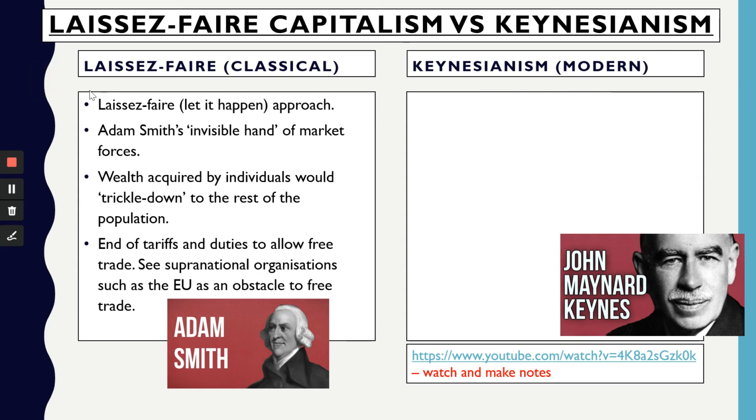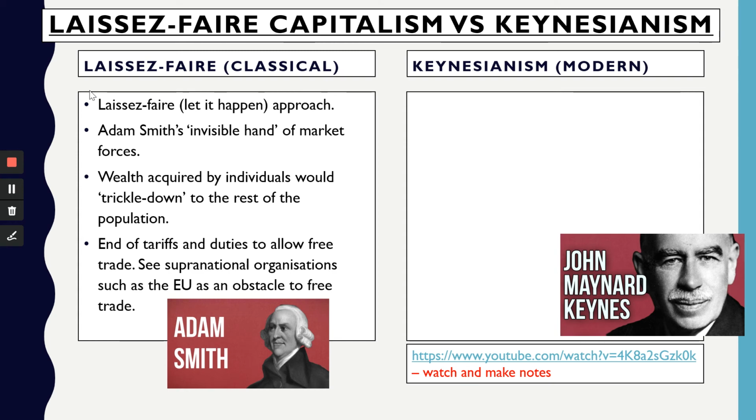Classical liberals also believe in an end of tariffs and duties to allow free trade. So they see supranational organisations like the EU as an obstacle to free trade, which is kind of ironic, really, because the EU has a free trade system. But actually, from our standpoint now, as a separate country to the EU, there are obstacles. To trade with the EU, you have to meet certain rules. Your products have to meet certain standards, and so these kinds of tariffs and duties should be ended to enable free trade.